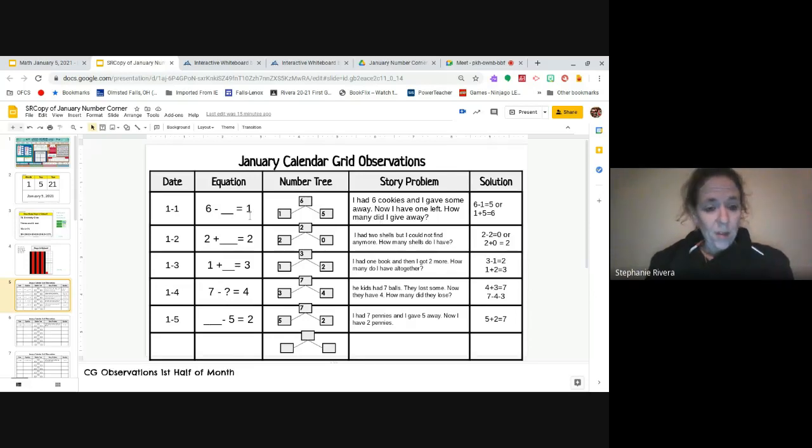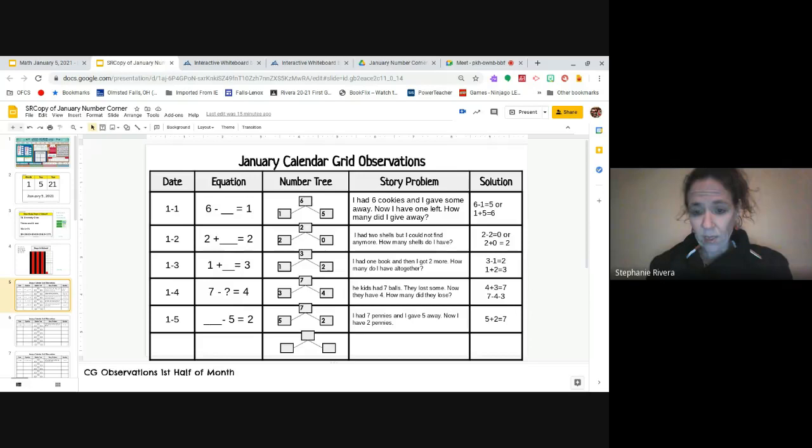The next problem for the second, on January 2nd, was 2 plus blank equals 2. And we talked about that one being pretty easy schmeezy, right? 2 plus 0 equals 2. The third day we had 1 plus 2 equals 3. And then yesterday was January 4th. So our job was to make the number 4.